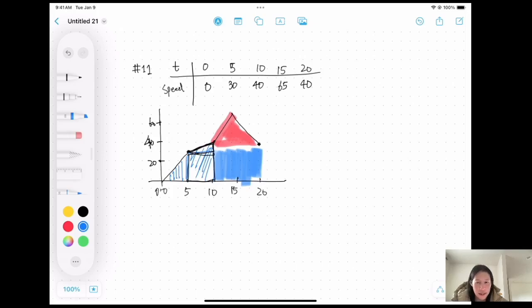Number 12 is similar to number 11, so I'm going to skip that. Now number 18. Number 18 says use the graph of f, shown with the given area of the several regions, and estimate.